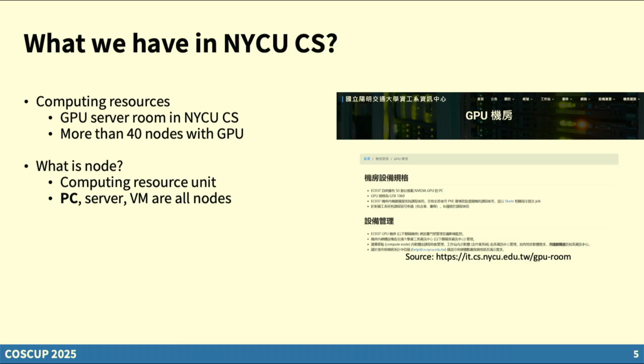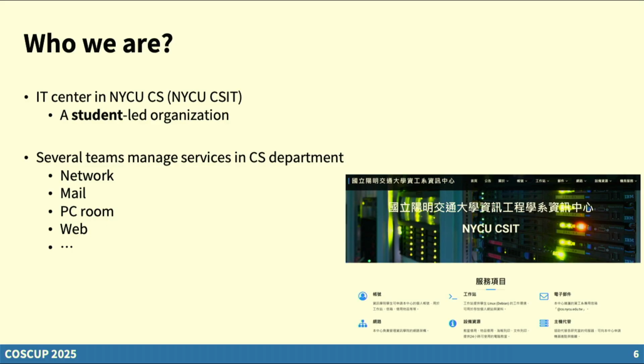So why can a student like me handle resources like this? Because we are actually a team. We call it the IT Center in the NYCU Computer Science Department, and the abbreviation is NYCU CSIT. We are managed by students, including graduates and undergraduates. And we have several teams maintaining several critical services in my department, including network, mail, and so on. And among them, we have an HPC team for this kind of service.